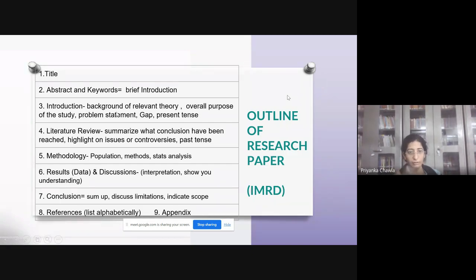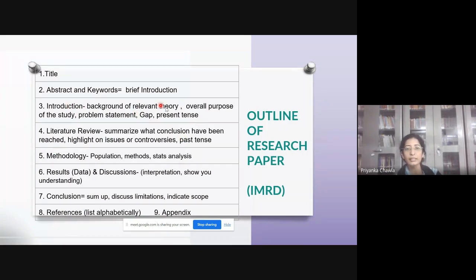In the introduction, we start with the background of the relevant story, the overall purpose, what the main motive of doing this study is, what the problem statement is, and whether there is any gap, and this should be in the present tense. The literature review is a summarized form of all the conclusions given by the experts. It highlights issues and controversies, and this should be in the past tense. Literature review should be in the past tense. In the introduction, the gap and the problem statement should be in the present tense.